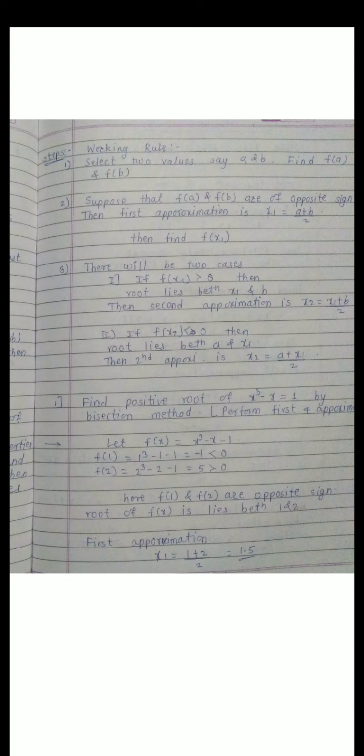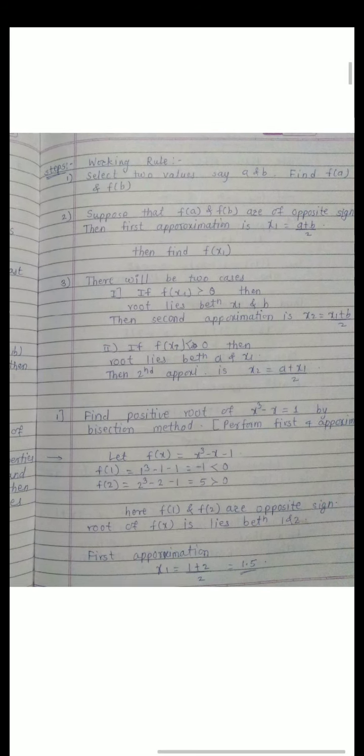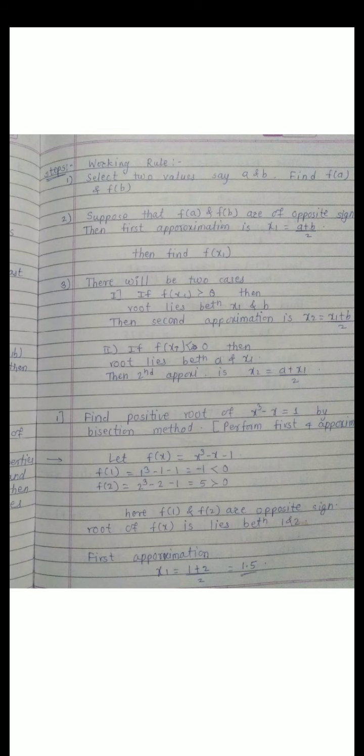We are given f of x is equal to x cube minus x is equal to 1. If we shift the right-hand 1 to the left-hand side, then our f of x becomes x cube minus x minus 1. This is our cubic polynomial. First we have to use the intermediate value theorem. Put x is equal to 1 here, we get f of 1 is equal to minus 1. If we replace x is equal to 2 in the given polynomial, we get f of 2 is equal to 5, which is greater than 0.